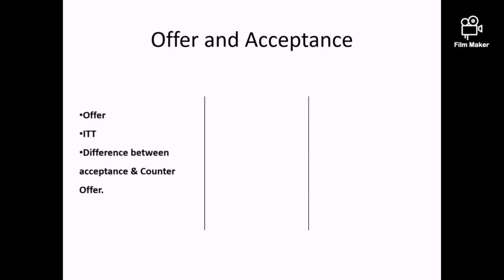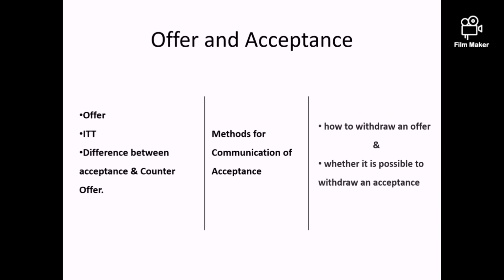We will start with offer and acceptance. And in order to learn it bit by bit, we have divided the chapter into 3 parts. In the first part, we will learn about offer, ITT, and the difference between acceptance and counteroffer. The second part is all about communication of acceptance. And in the final part, we will learn about revocation. That is, how to withdraw an offer and whether it is possible to withdraw an acceptance.